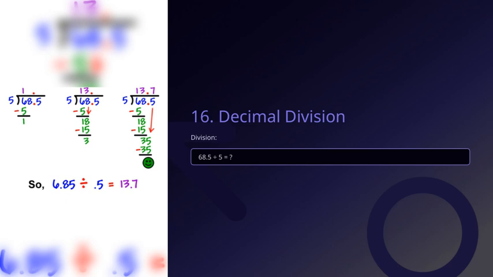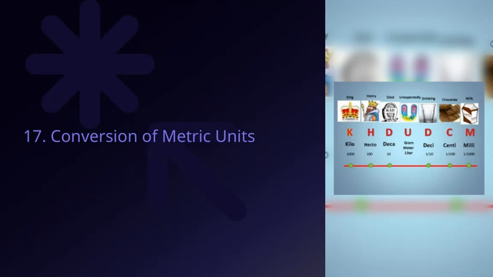The key takeaway here is that understanding how to manipulate decimals during division helps us simplify the problem, ensuring accuracy and efficiency. Remember, always look for ways to convert decimals into whole numbers when possible. This technique is a powerful tool in decimal division and helps us connect back to the overall theme of mastering number operations with decimals. Now, let's move on to slide 19, which focuses on the conversion of metric units.